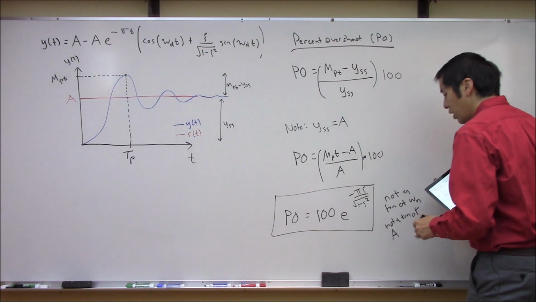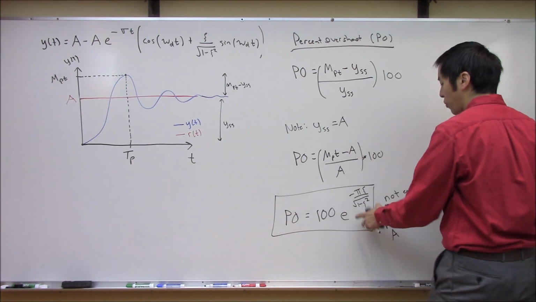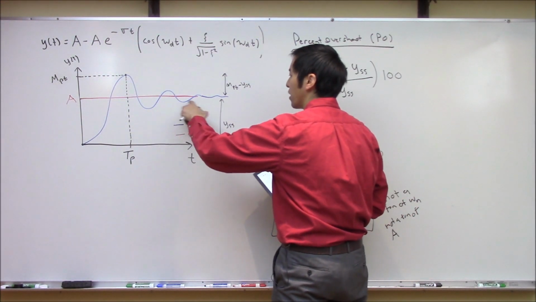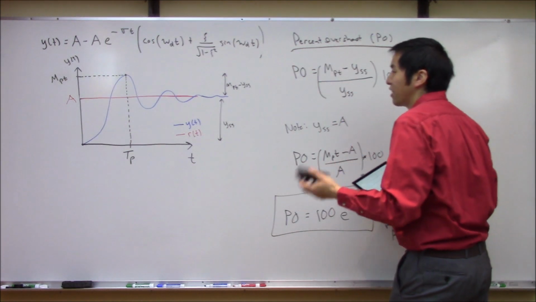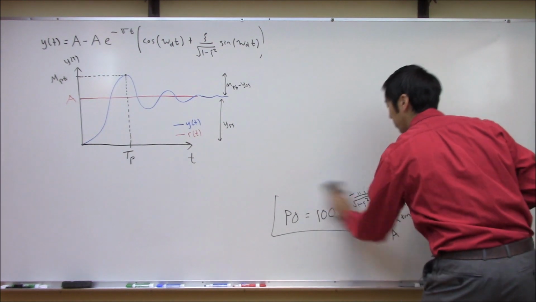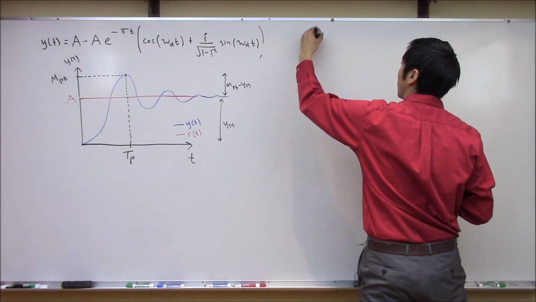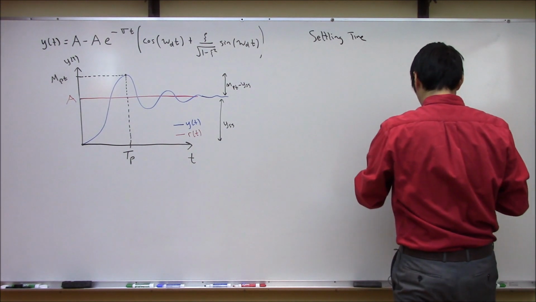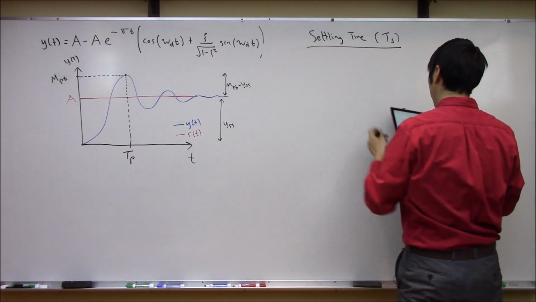Okay, great. Another thing that we might want to know now is, we understand how far you overshoot, but how long is it going to take before the signal reaches some bound of the steady state value, or how long does it take to settle down? So our next discussion is settling time. So let's look at settling time, referred to as TS.